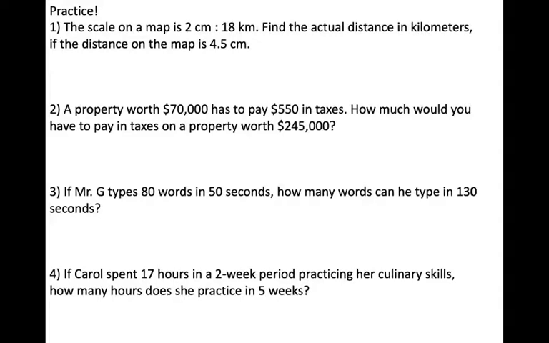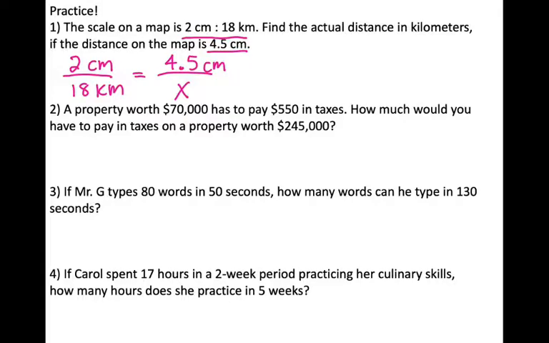Okay, so there are 4 practice problems. I'm going to help you set them up, and then you can go through that process of cross-multiplying and continuing to solve. So the scale on a map is 2 centimeters for 18 kilometers. Find the actual distance in kilometers if the distance on the map is 4.5 centimeters. So again, setting up my first ratio, 2 centimeters for 18 kilometers. We don't know the kilometers, so I'm going to put that as x, and the distance on the map is 4.5 centimeters. Then you can finish this one up.